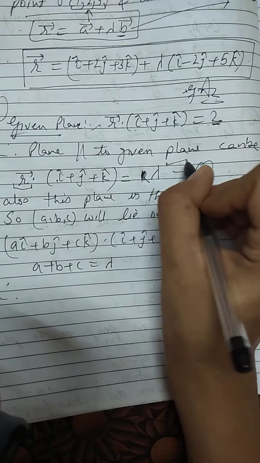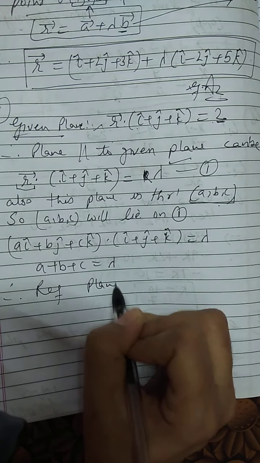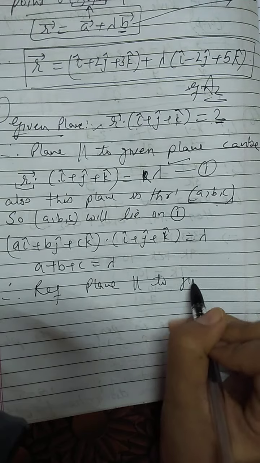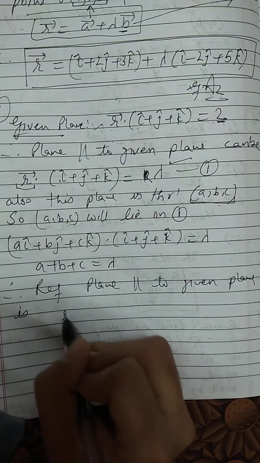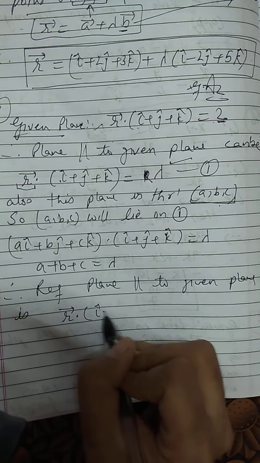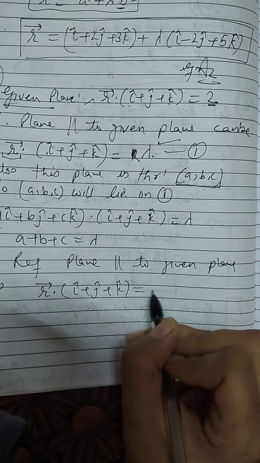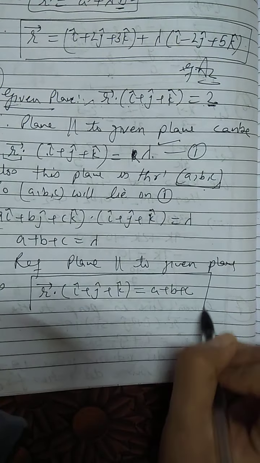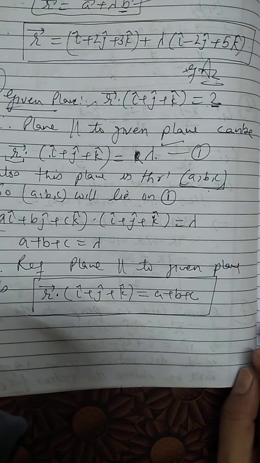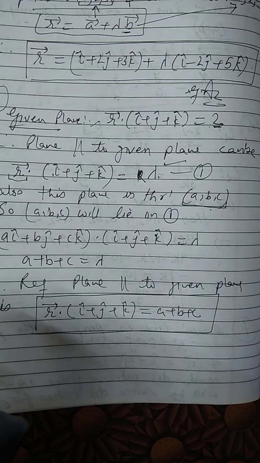Therefore the value of lambda we will substitute here. So we will write down, therefore, the required plane parallel to the given plane is r vector dot i cap plus j cap plus k cap equals A plus B plus C. So this will be the required equation of the plane parallel to the given plane. Okay, this is sum number 8.